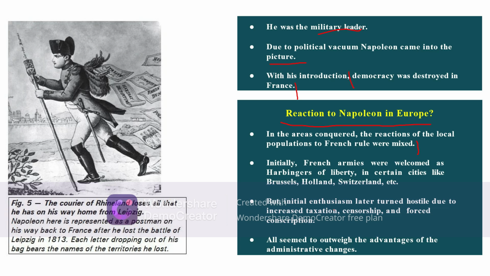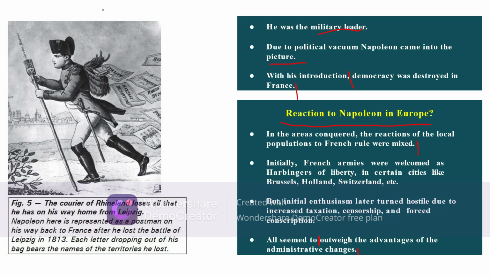Censorship refers to the government, that is a monarchical government, having control over the media, newspapers and press. And forced conscription refers to forcing the people to join the army such that they can fight wars. All seem to outweigh the advantages of the administrative changes. So, in the next slide, we'll be seeing what were the administrative changes brought by Napoleon. So, these three things outweighed the advantages brought by the administrative changes.